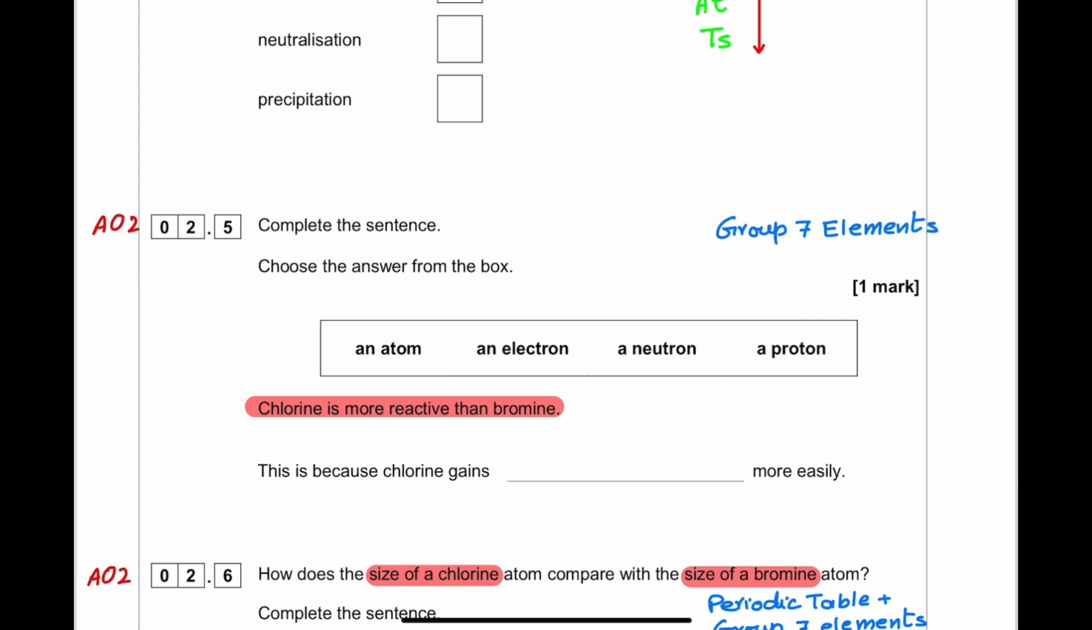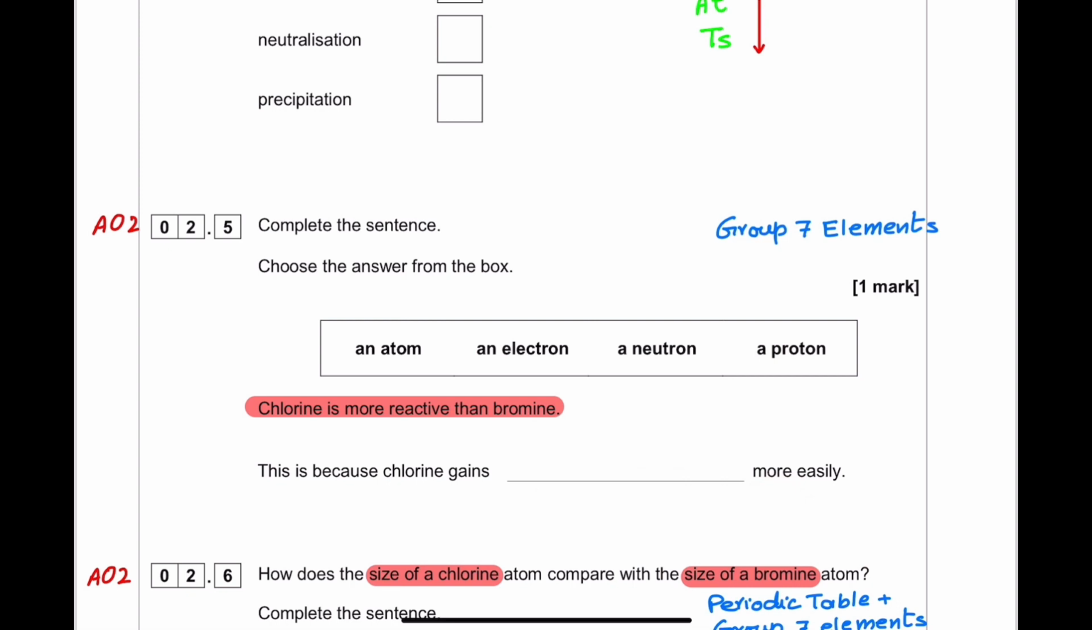Question number 2.5, complete the sentence, is an AO2 question. Choose the answer from the box. It is from group 7 elements. Chlorine is more reactive than bromine. This is because chlorine gains dash more easily.